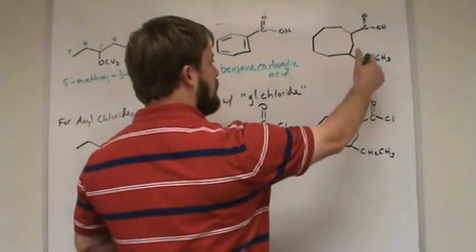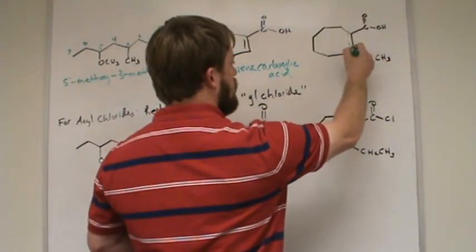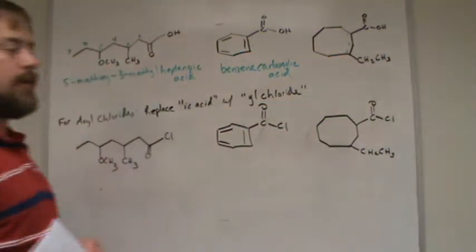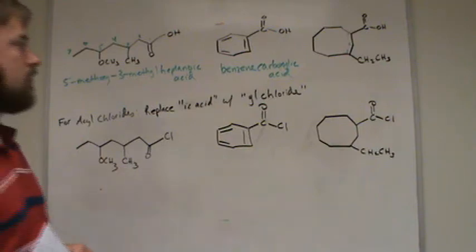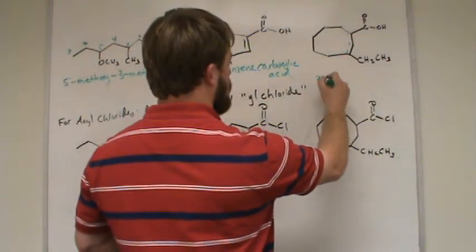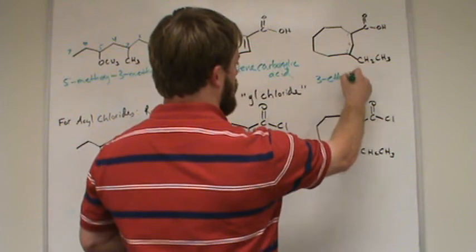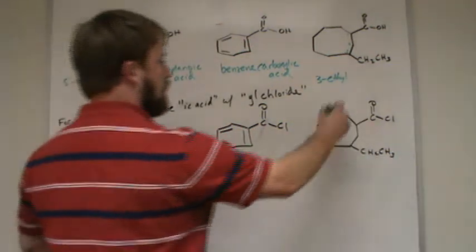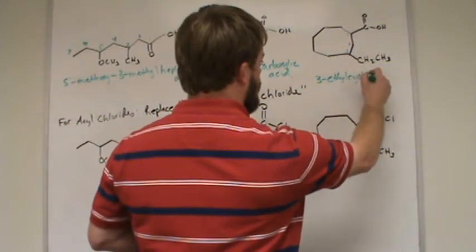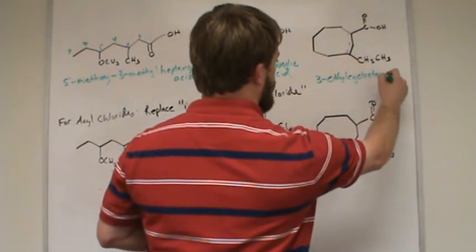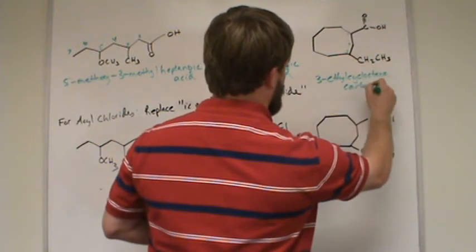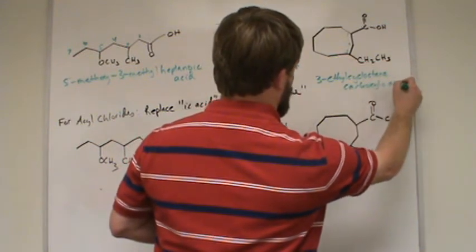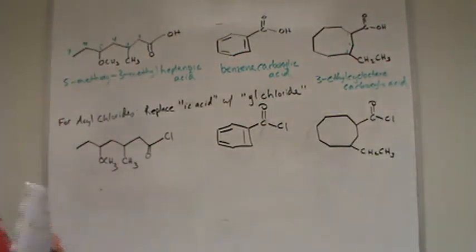So when we have a substituent here, 1, 2, 3, so an ethyl at the 3 position, that's a cyclooctane ring. So it would be 3-ethyl cyclooctane carboxylic acid. 3-Ethyl cyclooctane carboxylic acid.